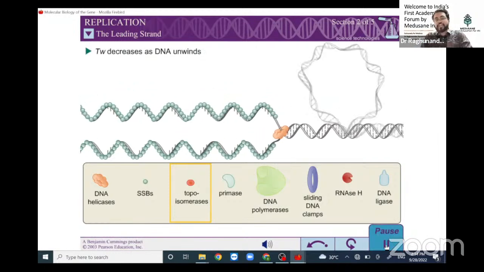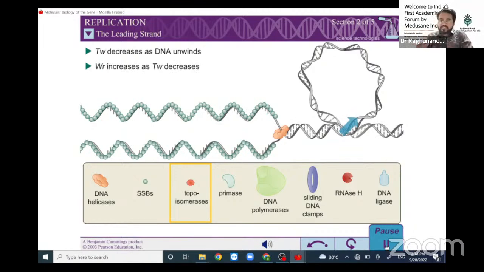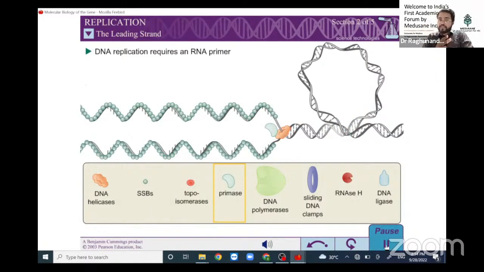Now you get this topoisomerase. You know that your DNA is a positive supercoiled structure. So this topoisomerase is going to remove the positive supercoil. Now you can see, right? They are going to cut the positive supercoil. Once your supercoils get cut, you have this DNA primase.